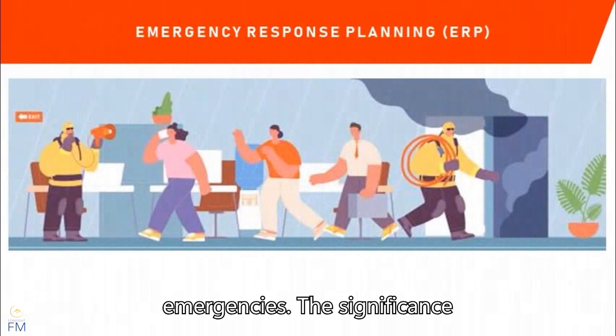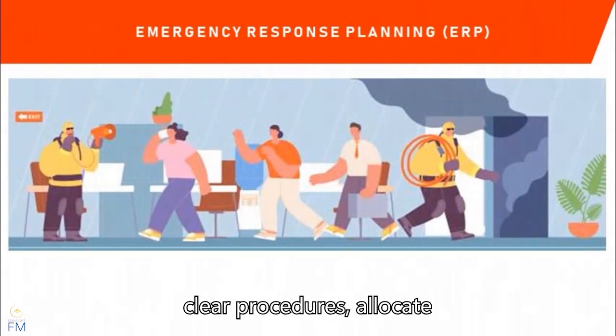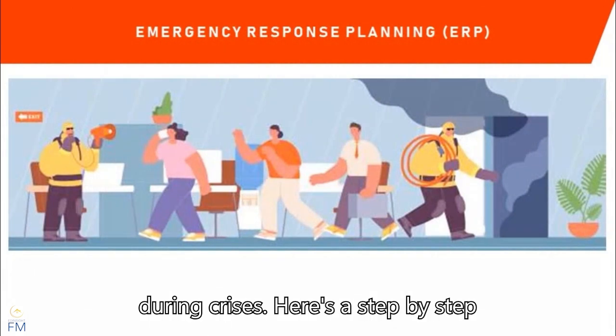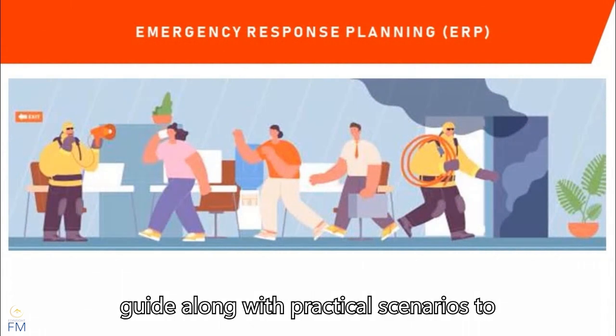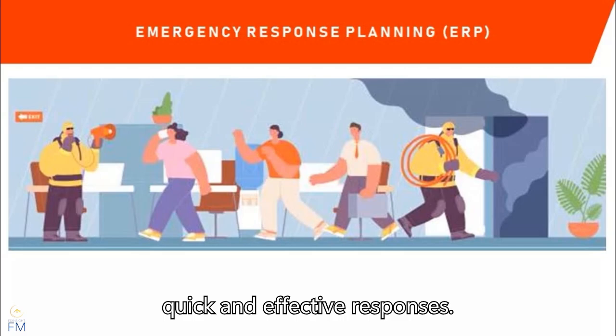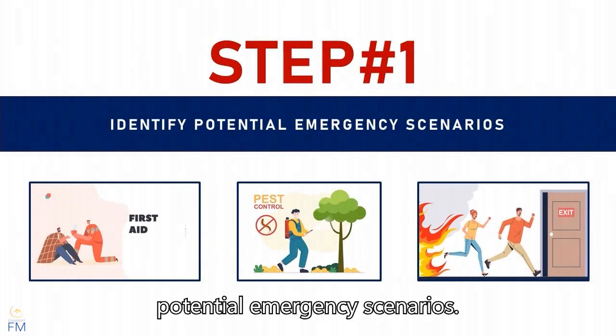This comprehensive planning process is designed to safeguard the well-being of individuals, protect property, and minimize the environmental impact of emergencies. The significance of ERP lies in its ability to establish clear procedures, allocate resources effectively, and facilitate a coordinated response during crises. Here's a step-by-step guide along with practical scenarios to help you understand the importance of quick and effective responses. Step 1. Identify potential emergency scenarios.